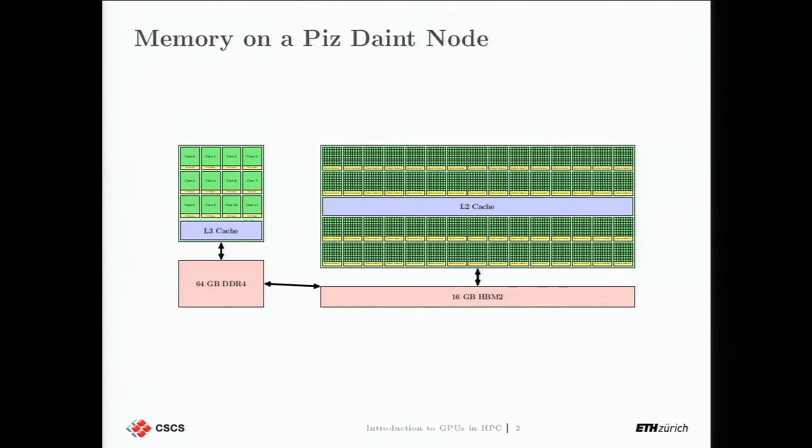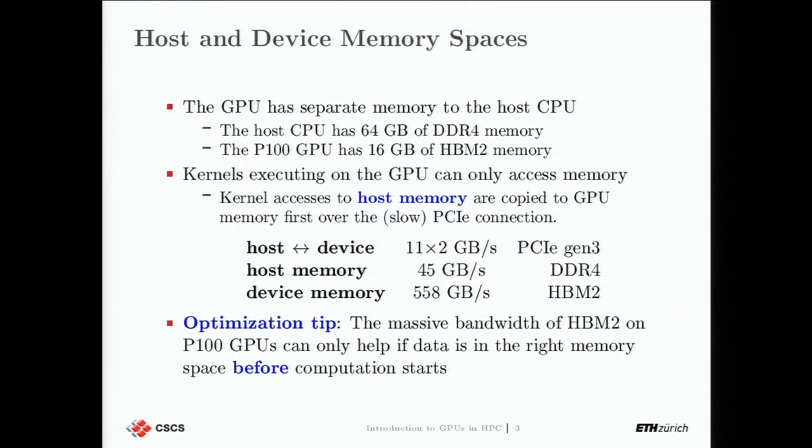We need to be aware that these different memory spaces exist and be able to move information between the memory spaces, or understand where information is, if we're going to be able to program these nodes effectively. So, as I said, the GPU and the CPU have separate memory, and kernels that are running on the GPU can only access memory that is in the GPU memory space.